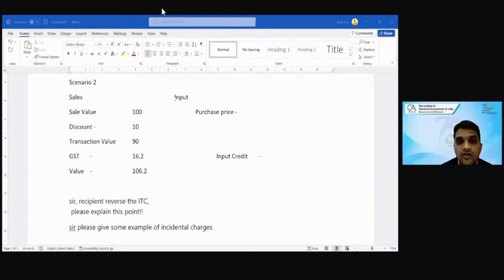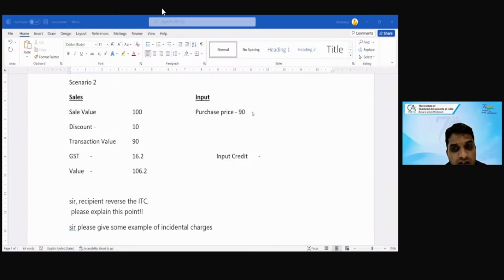Now, this side, what is the input for him? What is the input side purchase value for the buyer? What is the purchase price for him? 90 rupees. Correct. Not 100, because I agreed and gave you a discount. So I am selling you at 90 rupees, so your purchase price is 90 rupees. Very rightly said by everyone. And how much is my input tax credit? 16.2. Correct. What I charge is the credit for you.